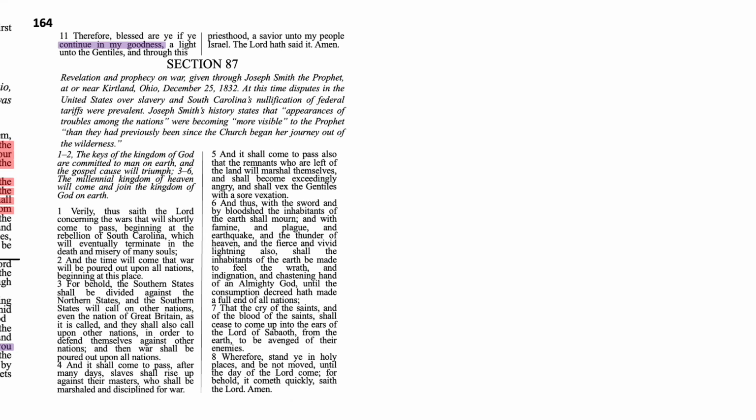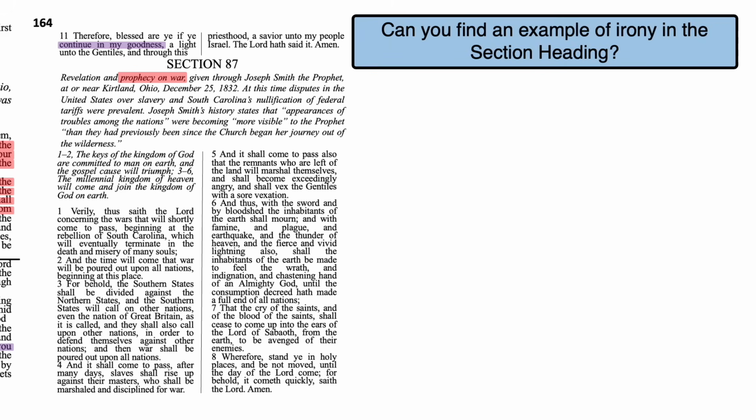So section 87 is sometimes called the prophecy on war. And there's something really ironic about that you find in the section heading. See if you can find it. Irony is when there's an incongruity between what is expected and what actually happens or is expressed. Can you find a great example of irony here? And remember that this is the prophecy on war.